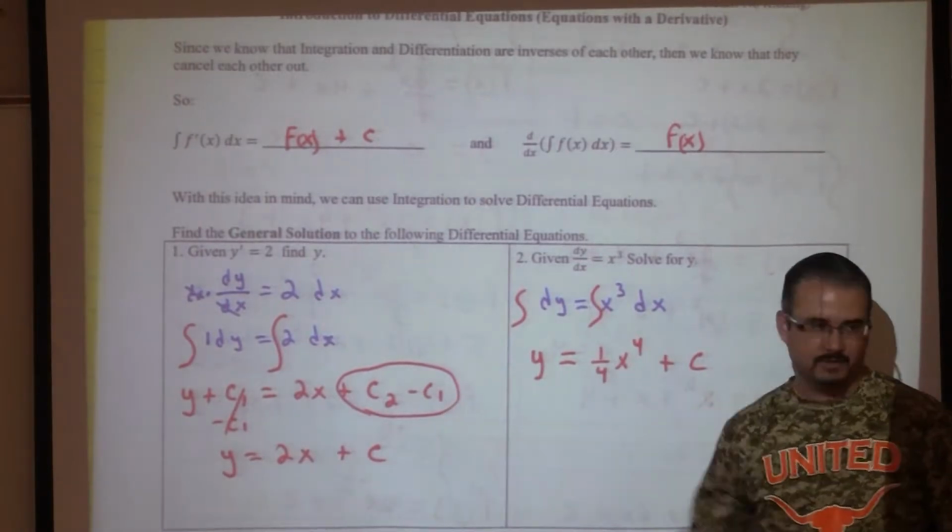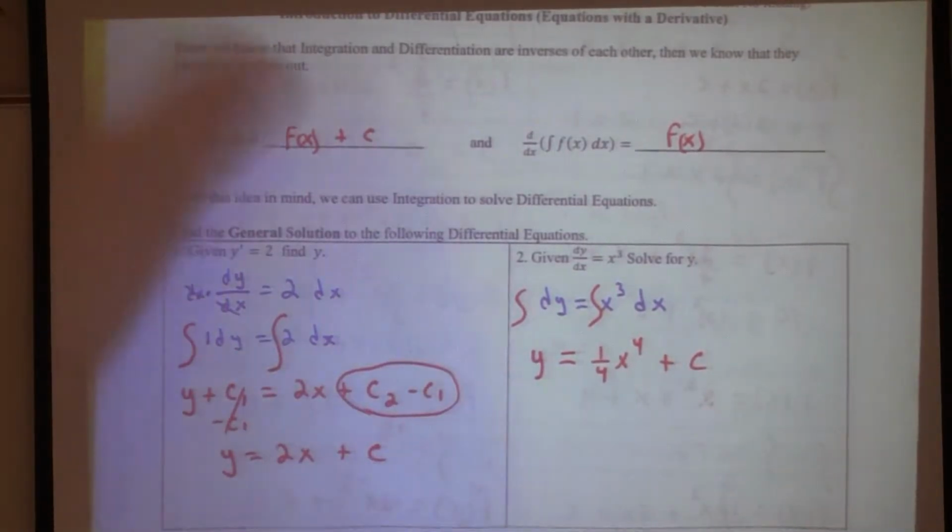Yes? Cool? These are old notes, right? These are old notes, yeah.